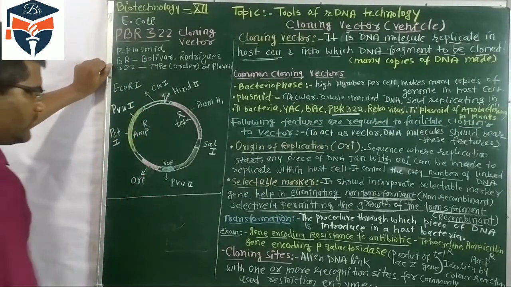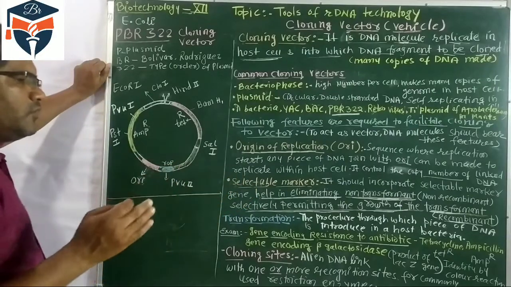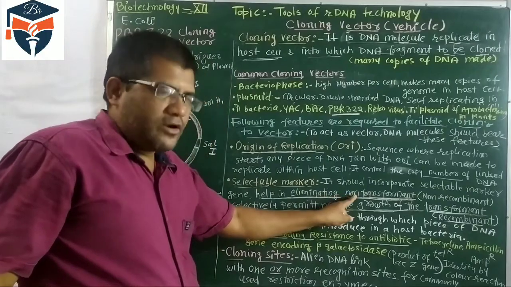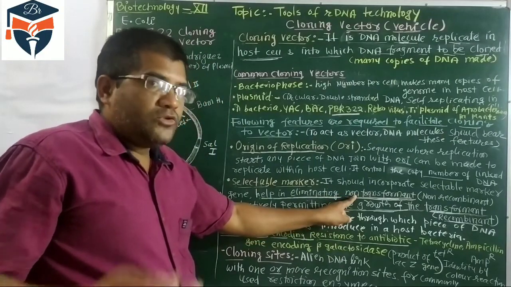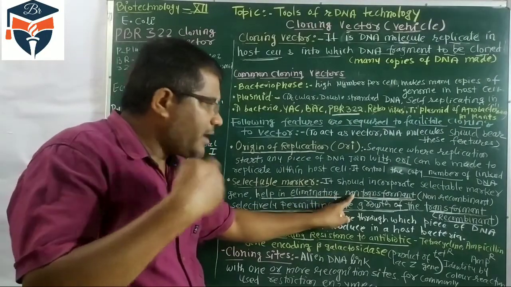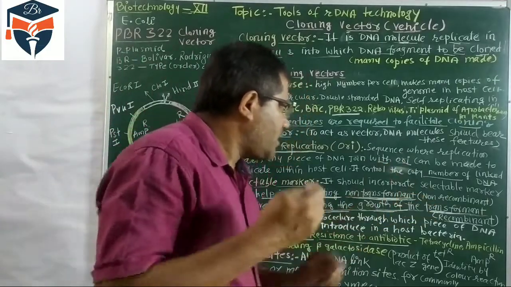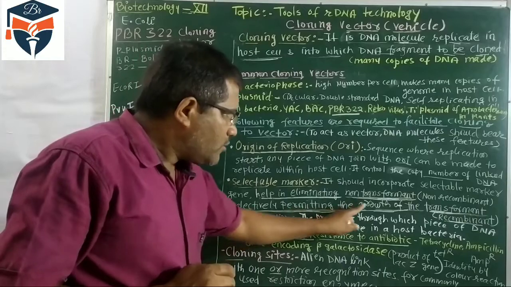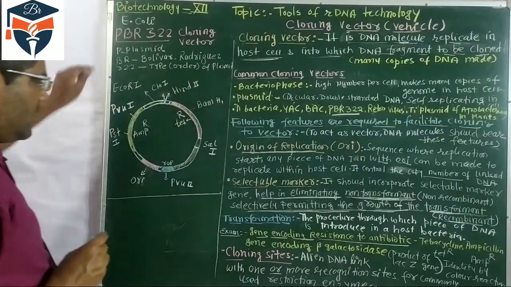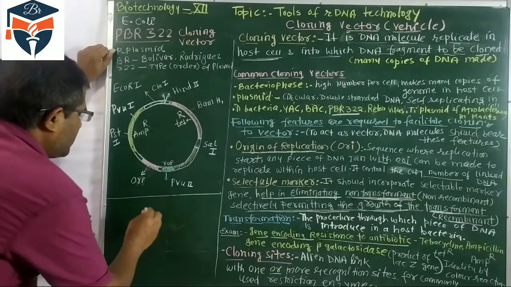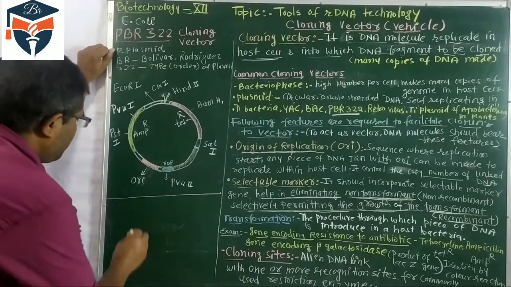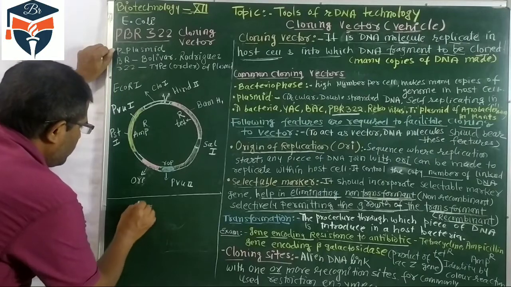Again, we can understand what a selectable marker is. This is a piece of gene which helps in eliminating the non-transformant. These non-transformant or non-recombinant are eliminated, and it permits the growth of the transformant. You can understand a selectable marker as a kind of measurement.